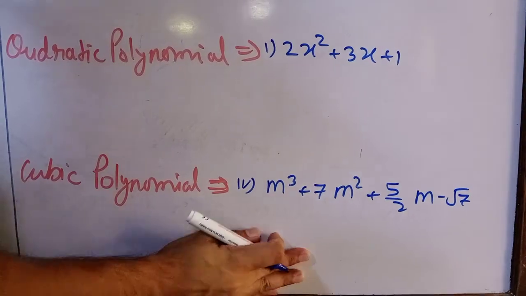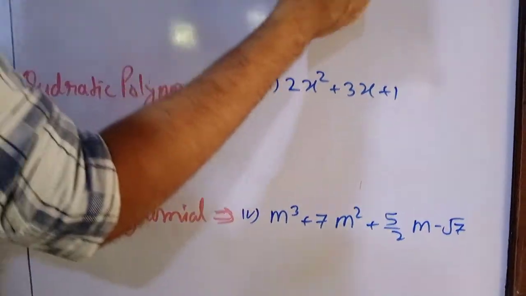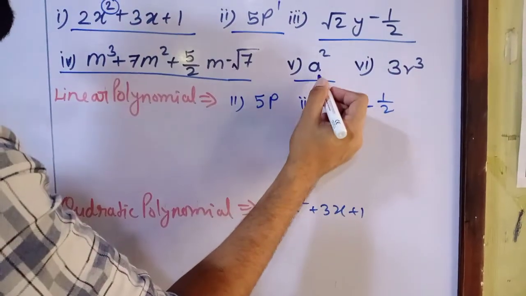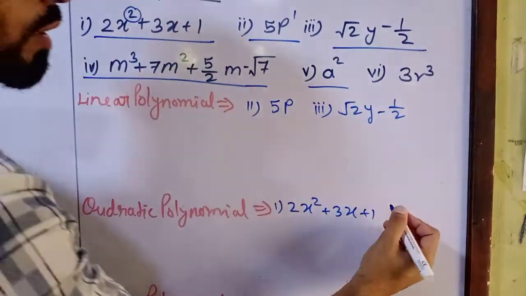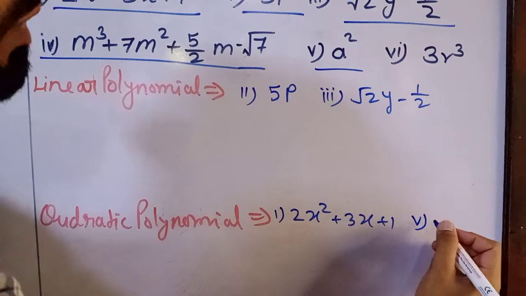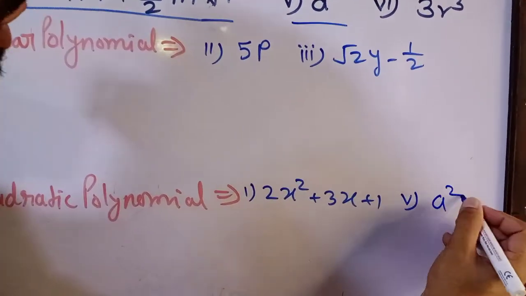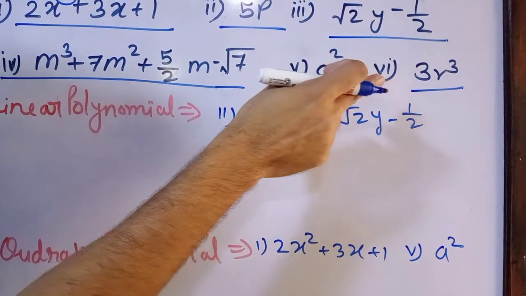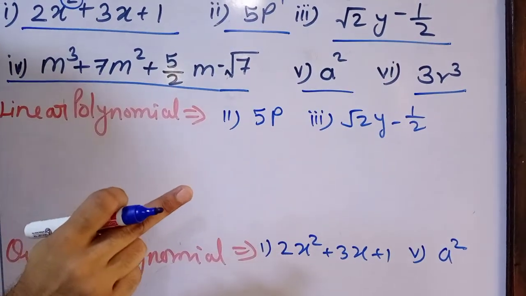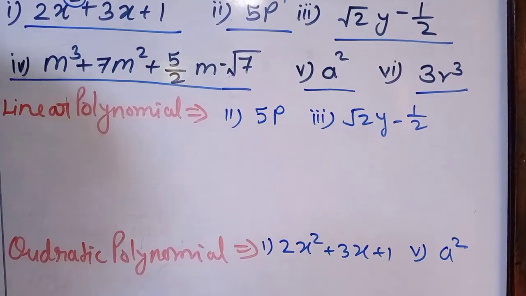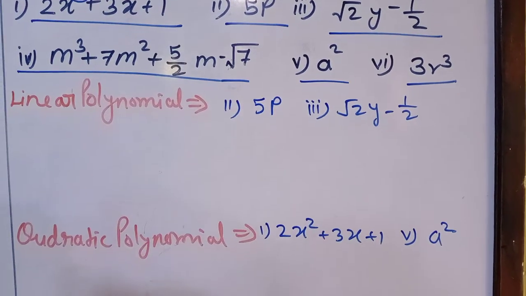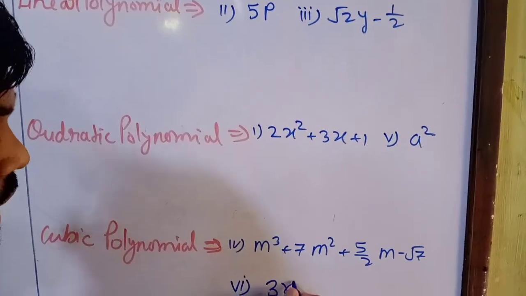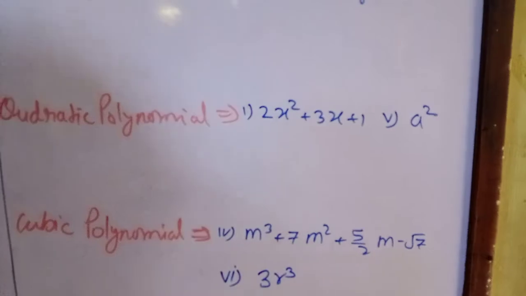so that is a cubic polynomial. The next one, the fifth one, there is a square, and square means quadratic, so the fifth one comes here in quadratic, a square. And the last one we have 3r cube, the power of r is 3, which means it is cubic, so here we can write the sixth one, 3r cube, is a cubic polynomial.